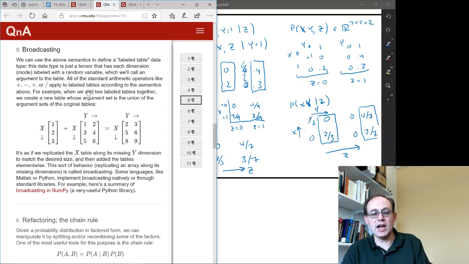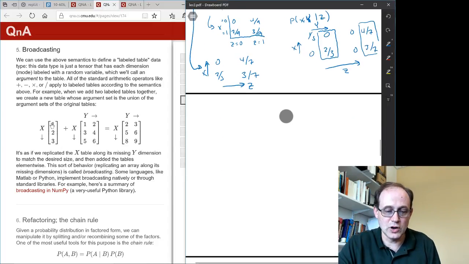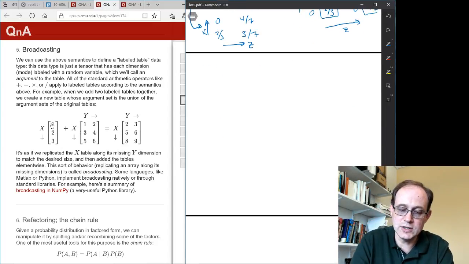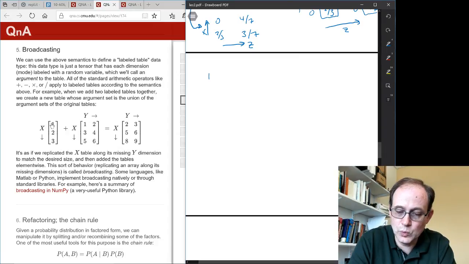We're going to define them by a semantics called broadcasting, which means that whenever we do a binary operation on 2 labeled tables that are not the same shape, what happens is that we will effectively replicate the smaller table a bunch of times to match the size of the larger table. So here, for example, this table, which has only an x argument, added to this table, which has both an x and a y argument, well, the way we do it is we duplicate the x table. So we make a new table, which looks like this, 1, 2, 3, 1, 2, 3, and that's a table that has x on that axis and y on that axis.